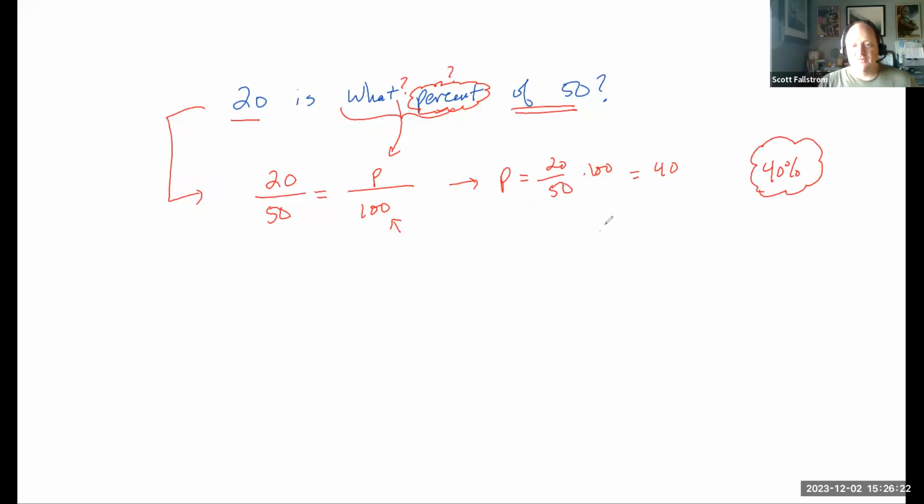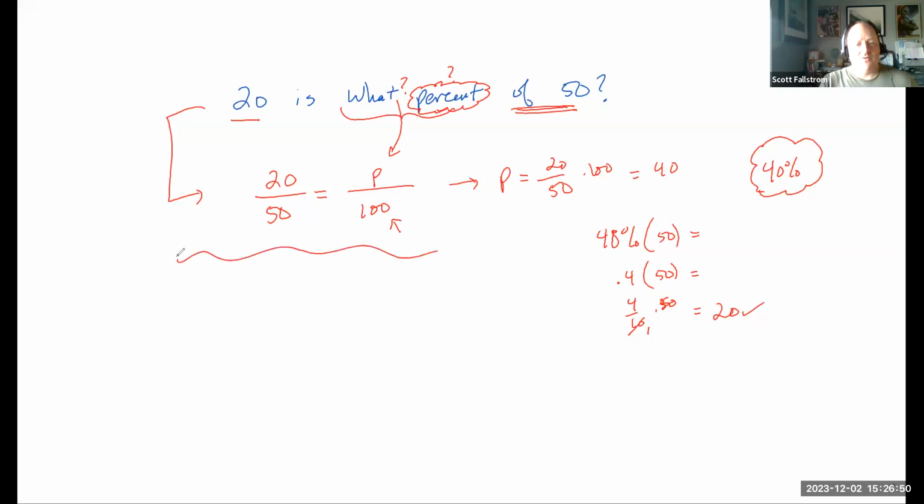If you want to check yourself, 40% of 50, 40% times 50, what does that equal? Well, 40% would be 0.4 times 50. And if we think about this, 4 over 10 times 50, the 10 goes in here for a 5. I multiply and I get 20. So 40% of 50 is 20.